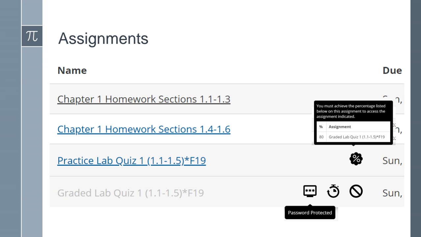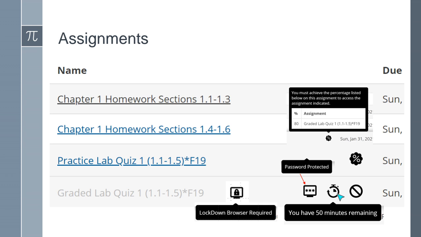Now, once you're inside of your actual homework, you're going to see some symbols. So let me just scroll down a little bit. Here you have a graded quiz. This means that you have a quiz, but in order to do this, you have to complete a different assignment with a certain grade. If you see a little computer with the asterisk here, it means that your quiz or your assignment has a password. And so your instructor is the only one that would be able to provide that.